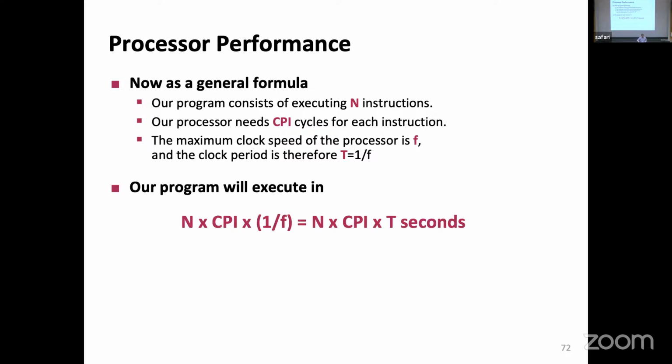And our program will execute in n times. So these are the number of instructions I have to execute. This is how many clocks per instruction I need. And this is how many instructions I can do per second, right? And if you look at it, it will take so many seconds. So this is the period, CPI times n. This is it. Nothing very, very fancy.